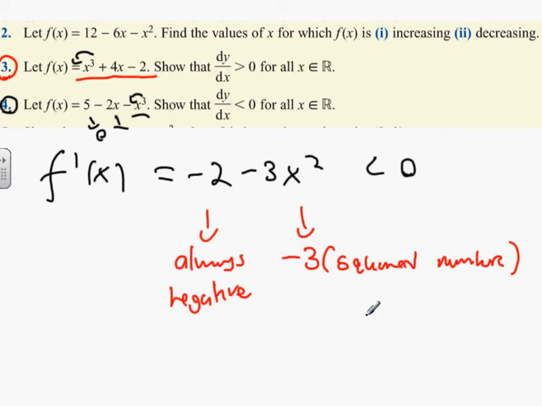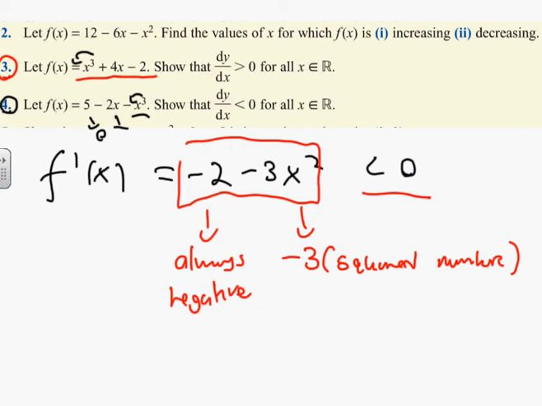So minus 3 times a positive number is what? A negative number. This means that both numbers are negative, which means the resultant answer is going to be smaller than 0. Does that make sense? So you just got to write that out.